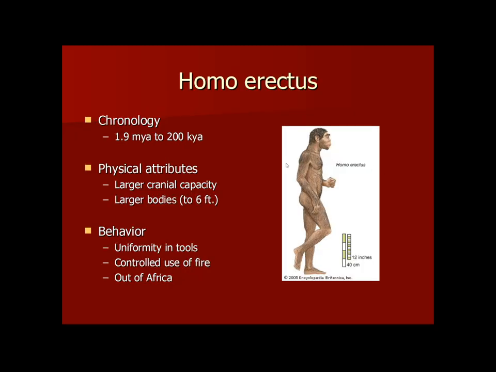All right, Homo erectus. This next one, 1.9 million years ago. Again, on the outside of 200,000 years ago. That's if we lump in some Heidelbergensis. Probably it's more like 500,000 years ago, where we stop seeing them as much and start seeing Heidelbergensis. Physical attributes: larger cranial capacity, both absolutely and proportionally.